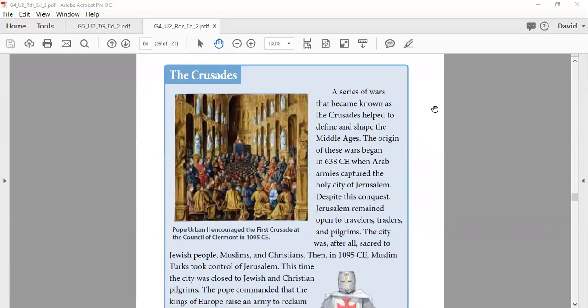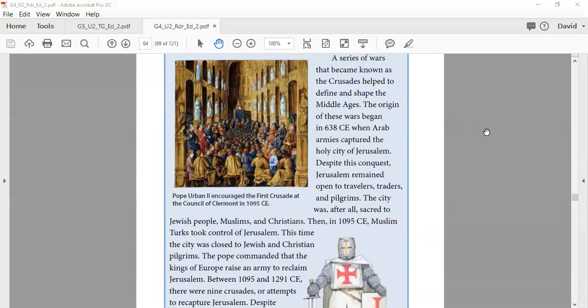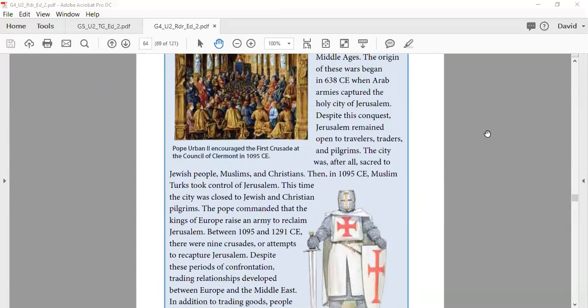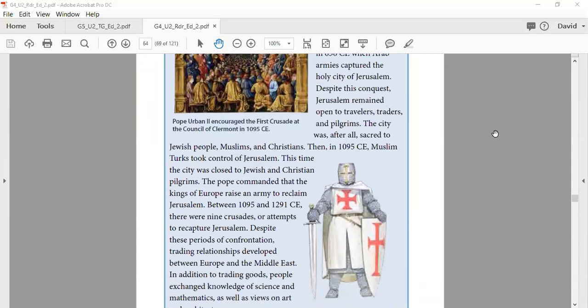The Crusades. A series of wars that became known as the Crusades helped to define and shape the Middle Ages. The origin of these wars began in 638 when Arab armies captured the holy city of Jerusalem. Despite this conquest, Jerusalem remained open to travelers, traders, and pilgrims. The city was, after all, sacred to Jewish people, Muslims, and Christians. And in 1095, Muslim Turks took control of Jerusalem. This time the city was closed to Jewish and Christian pilgrims. The Pope commanded that the kings of Europe raise an army to reclaim Jerusalem.